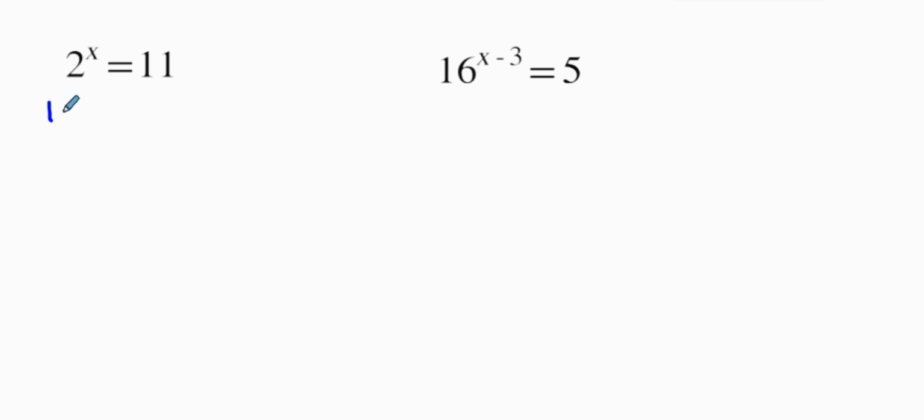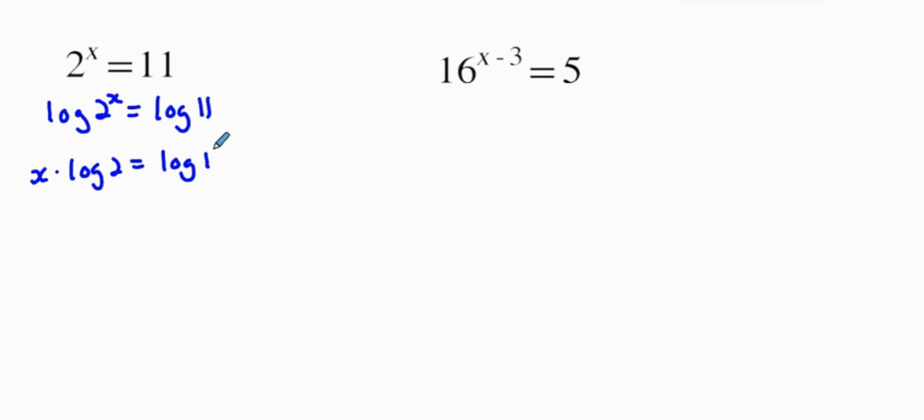What we do here is we take the log of both sides, because whatever we do to one side, remember, we have to do to the other, otherwise we destroy the equality that was established in the problem. And now I can rewrite the left-hand side here as x multiplied by log 2 equals log 11.